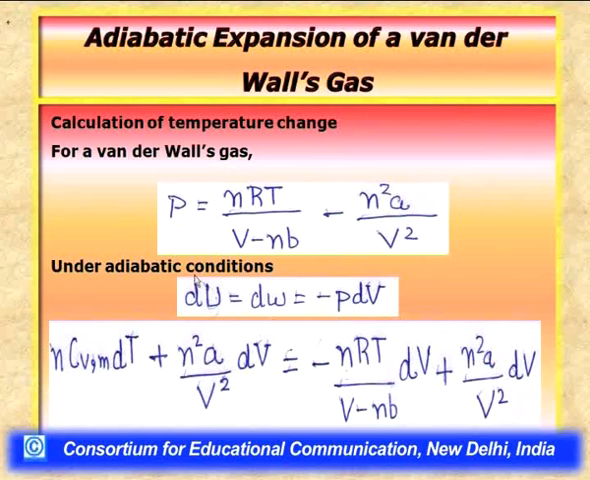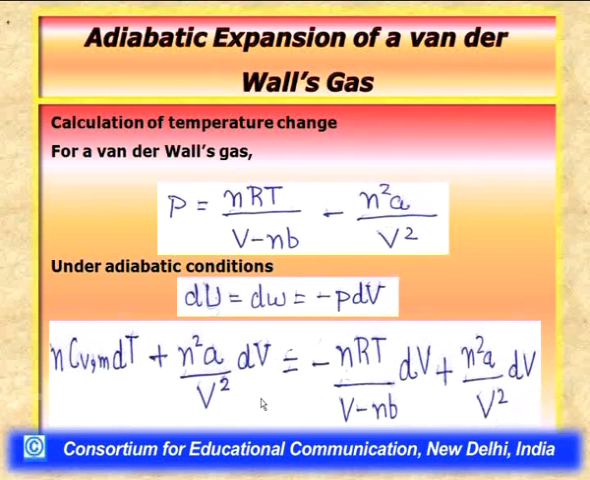So, on the left hand side we can put the expression for dU, that is n CVm dT plus n square a by V square dV, which we had just derived, and that is equal to minus P into dV, where P is from the van der Waals equation, multiplying each term with dV. So, this equation we get.